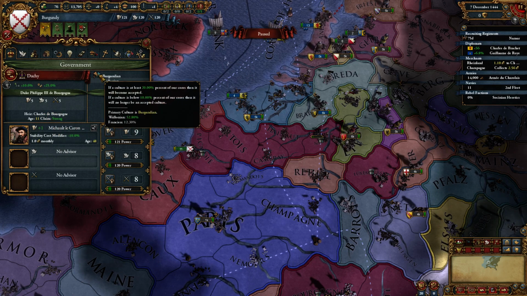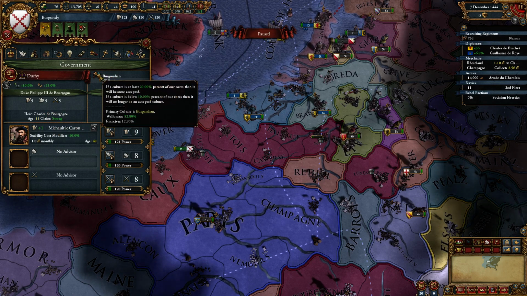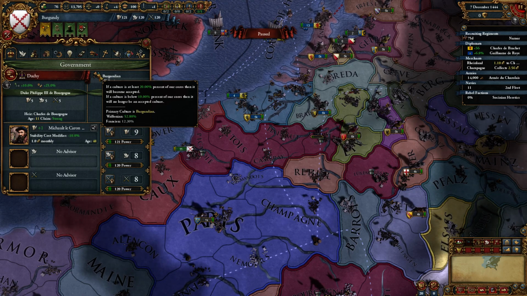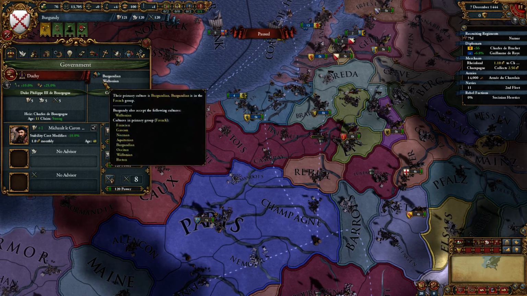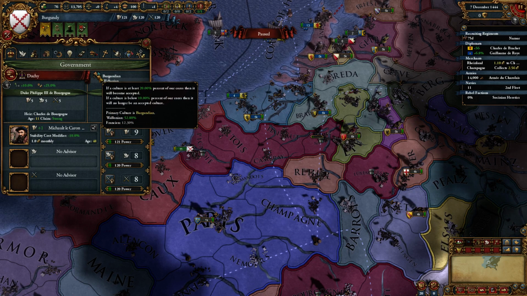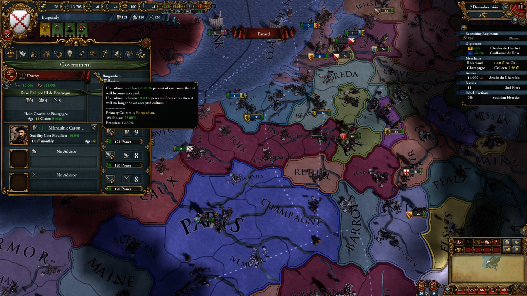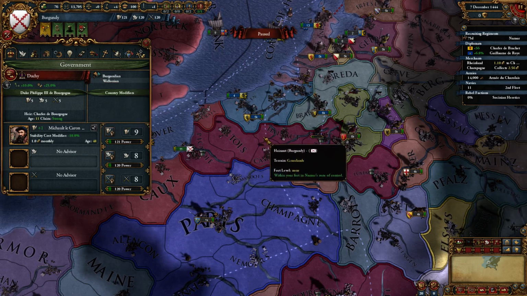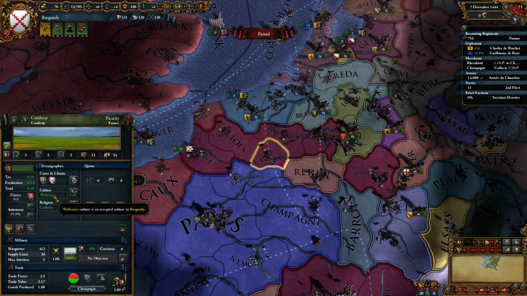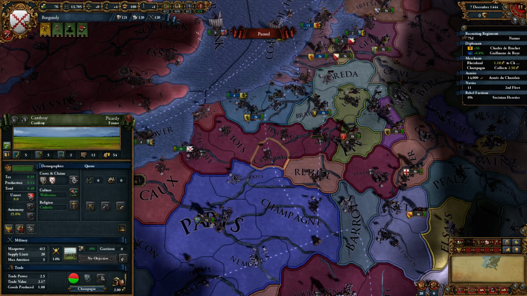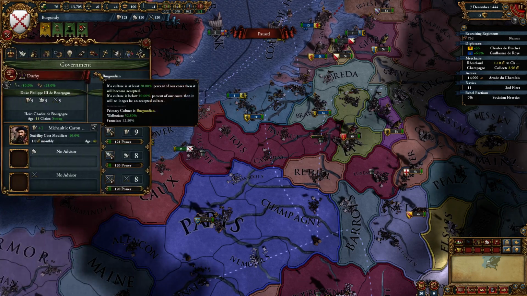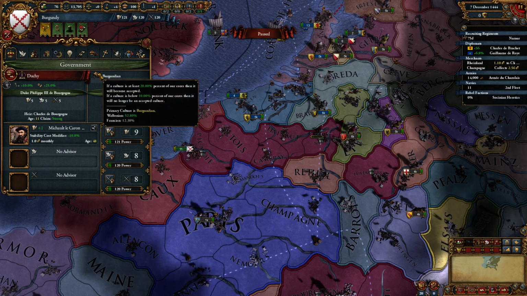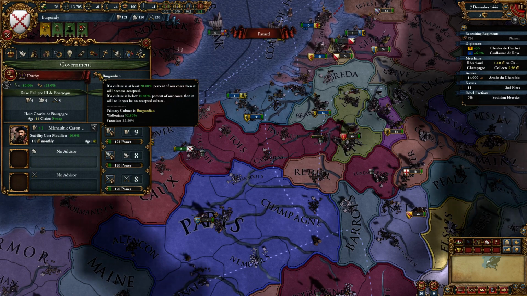Here we show the culture, the culture we accept. Under culture we are Burgundian, that's my primary culture, and we are accepting Wallonian. Basically, if your culture is above 20%, that means the development of the provinces with that culture is over 20%, it will become accepted. And if it goes down to 10% when it is accepted, we will lose it.